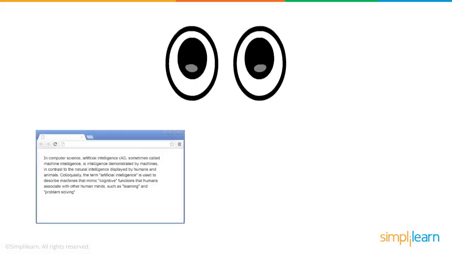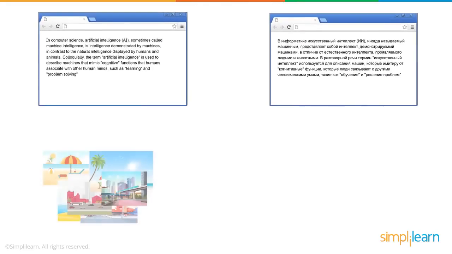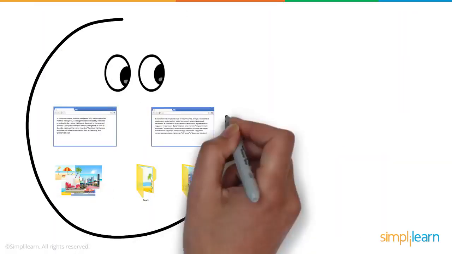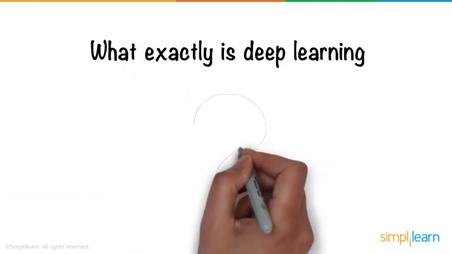Ever wondered how Google translates an entire web page to a different language in a matter of seconds? Or your phone gallery groups images based on their location? All of this is a product of deep learning. But what exactly is deep learning?